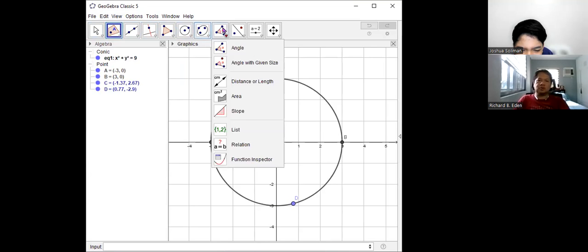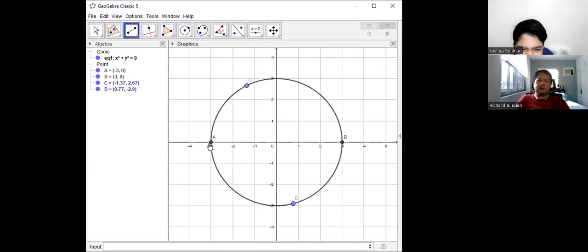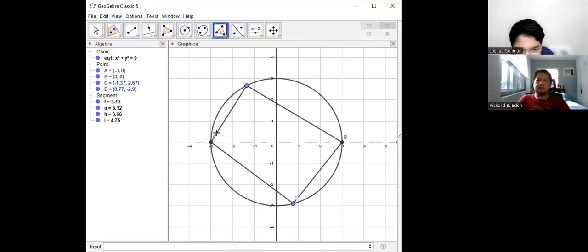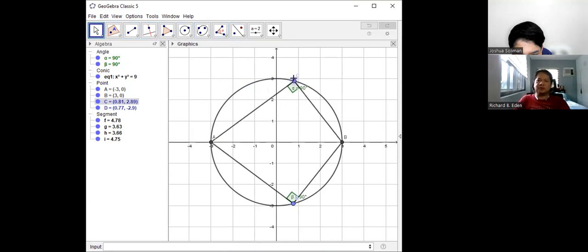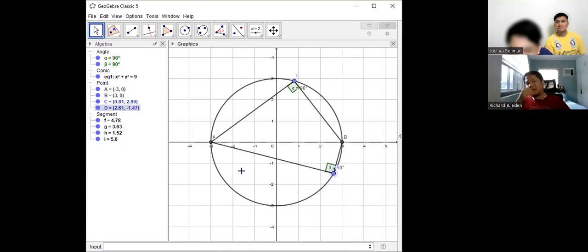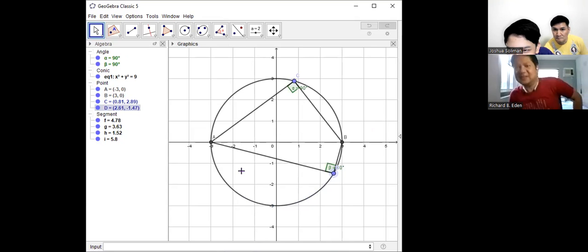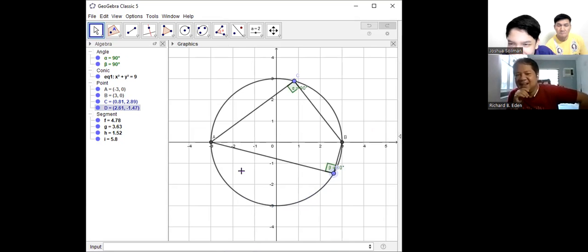Okay. Tapos ito, Joshua, look at it's an inscribed quadrilateral. So it's 90 degrees there. Let's see how I can move these points here around. See, you have two opposite sides and they're both 90 degrees, but the figure is not a rectangle. This is impossible. It is. Yes. How is this possible?